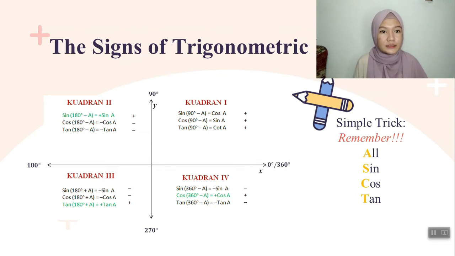Semua means all, for quadrant 1. All of them are positive. And sindikat means sine for quadrant 2. And then tangan means tangent for quadrant 3. And the last one is kosong, which means cosine for quadrant 4.